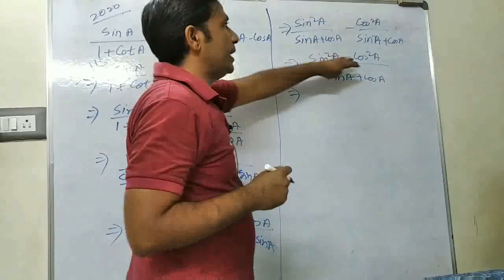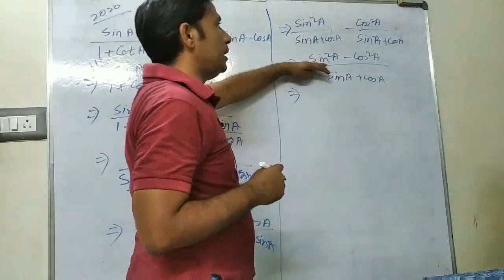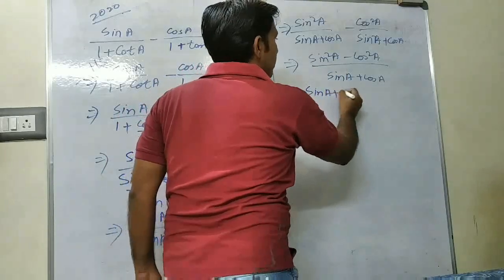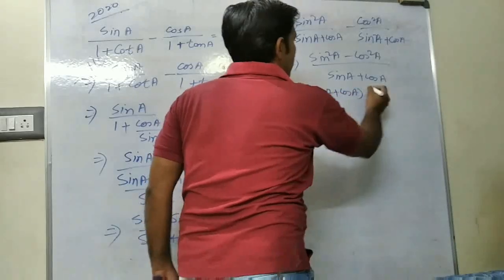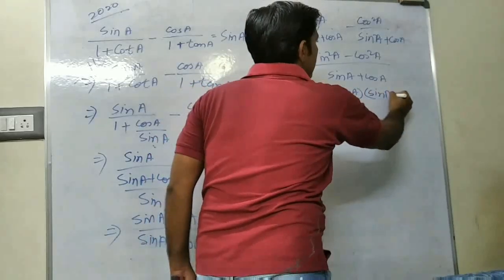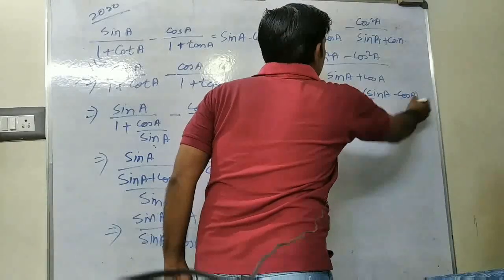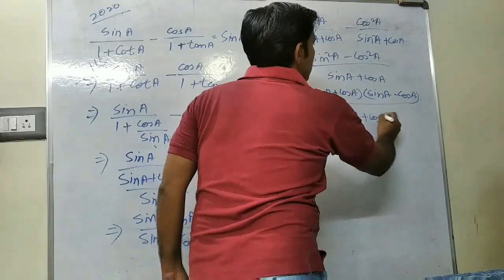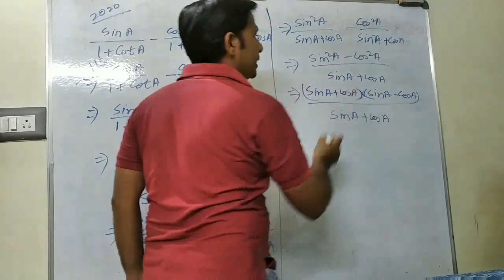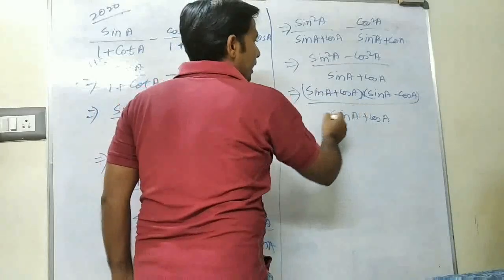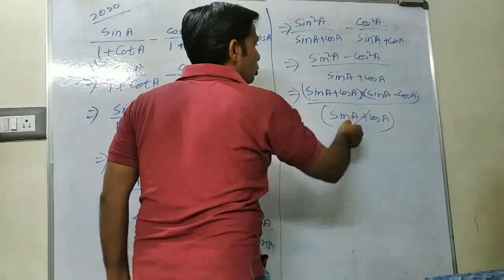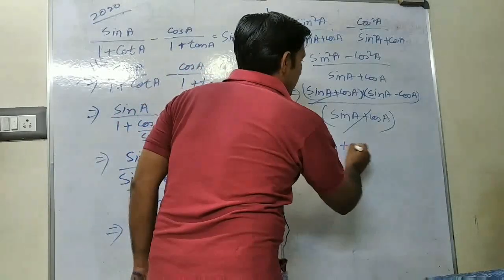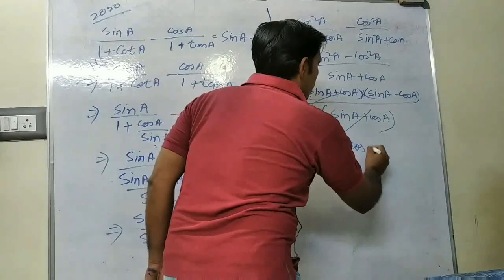Now A square minus B square, what comes? A plus B into A minus B. So here also it will come sin A plus cos A into sin A minus cos A divided by sin A plus cos A. So in between there is multiplication, so this sin A plus cos A and the division by sin A plus cos A, both will be cancelled. So what will come here? Sin A minus cos A will be here.